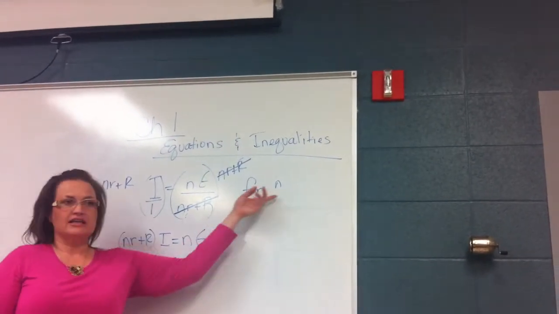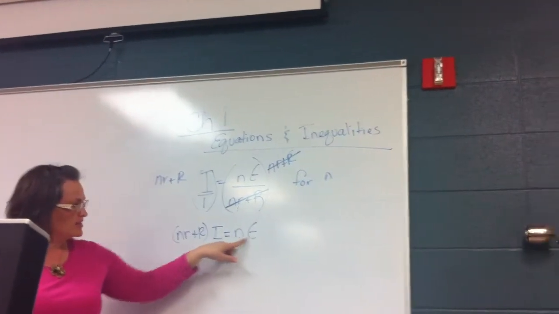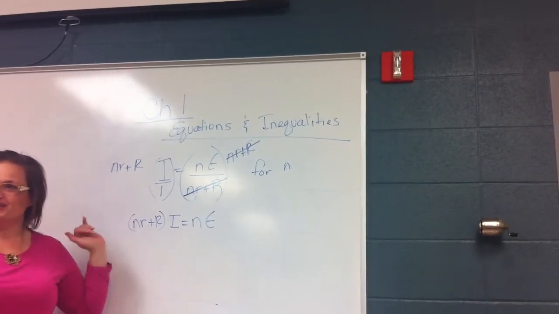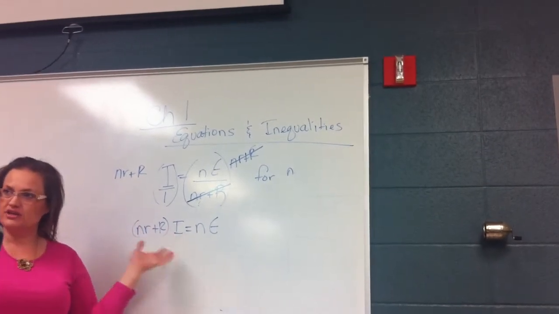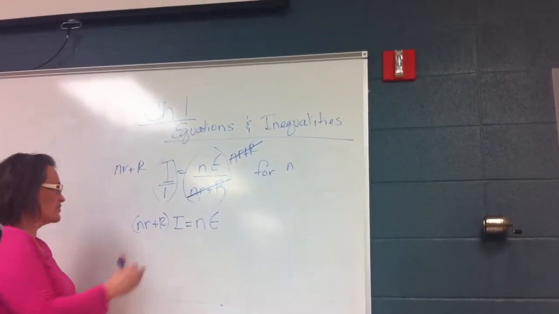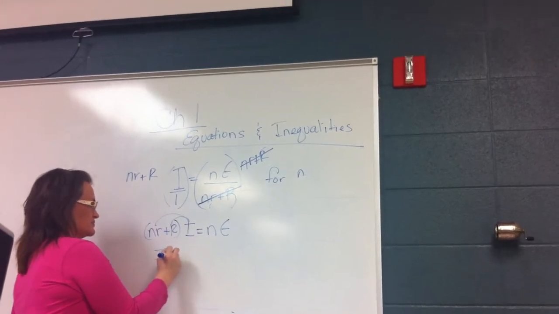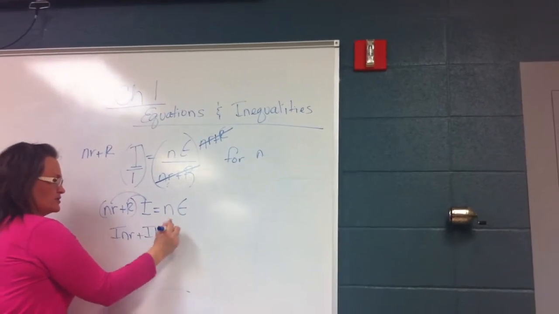All right, my goal is to get n solved for. I've got n in a couple of places. One thought might be just divide out that E and be done, but there's still an n trapped over on the left side. So that's your big battle. You've got to get these n's together. 2 different n's, 2 different places. You've got to bring them together. So I would distribute to get this n out. nr times I, and then I times r.